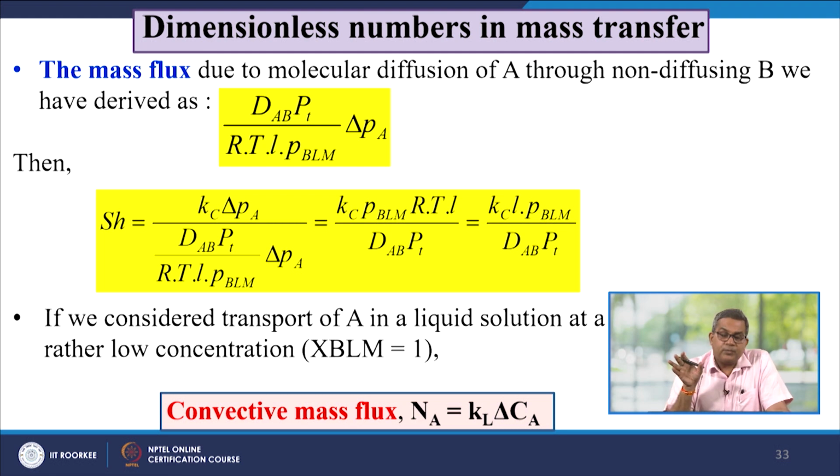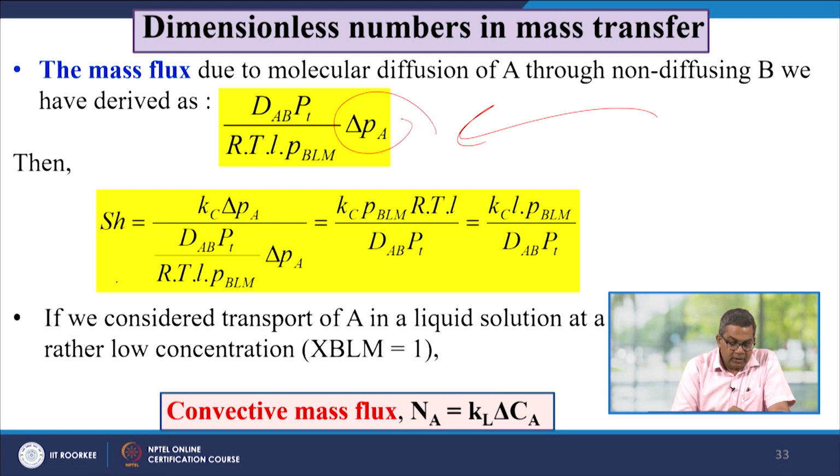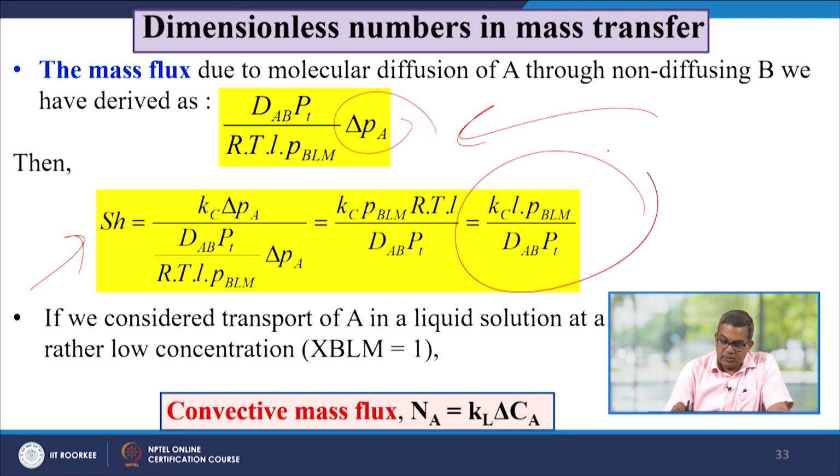Now, the mass flux due to the molecular diffusion of A through non-diffusing B, we have derived as D_AB P_T over R T L P_BLM into delta P_A, and the Sherwood number can be represented as k_c delta P_A over D_AB P_T over R T L P_BLM delta P_A, which in general can be represented as k_c L P_BLM over D_AB P_T. Now, if we consider the transport of A in a liquid solution at a rather low concentration, that is x_BLM is equal to 1.